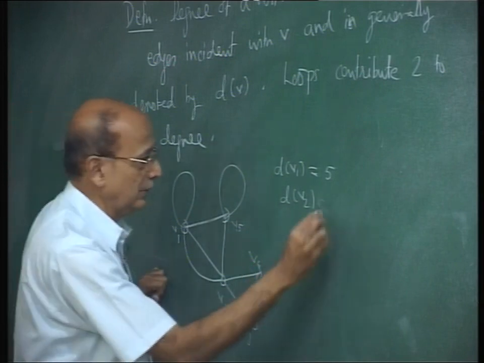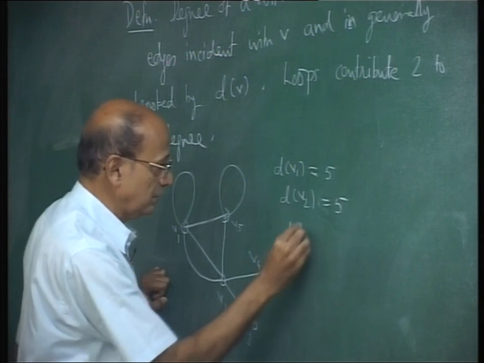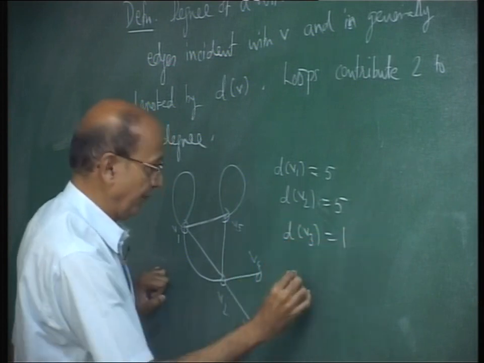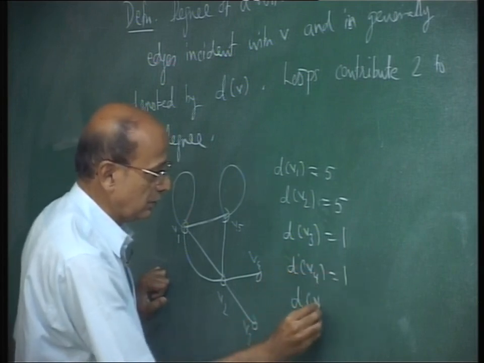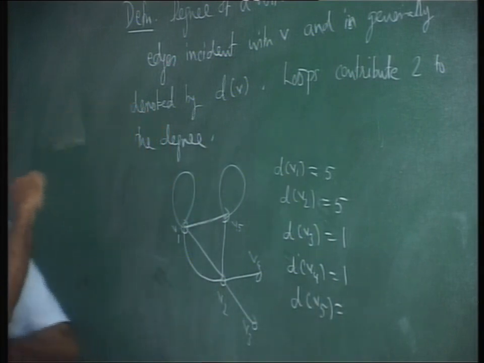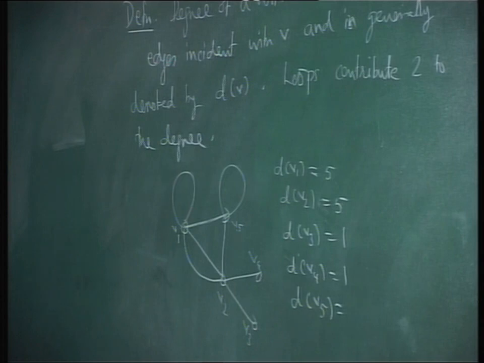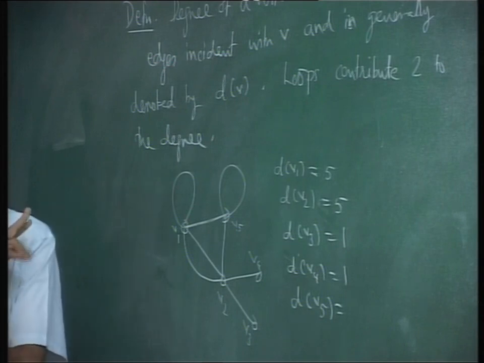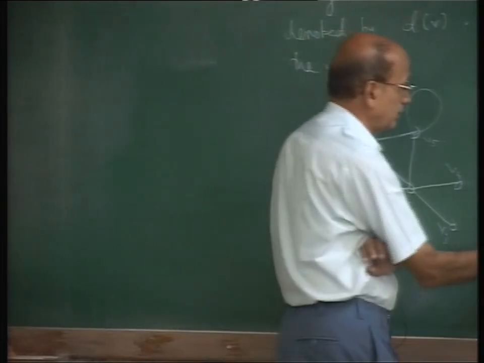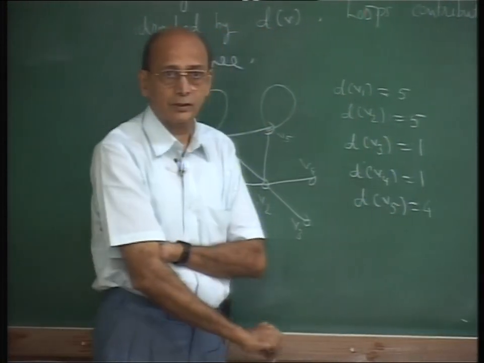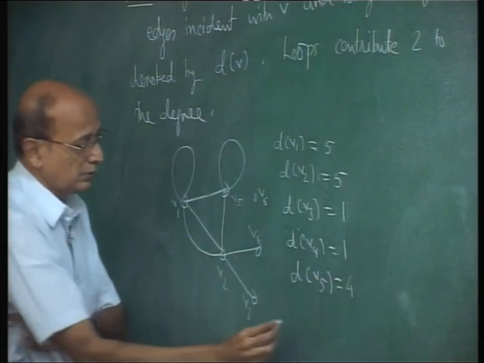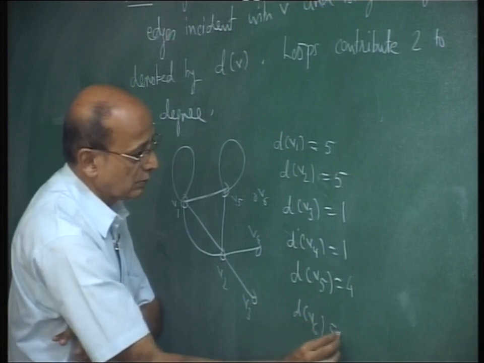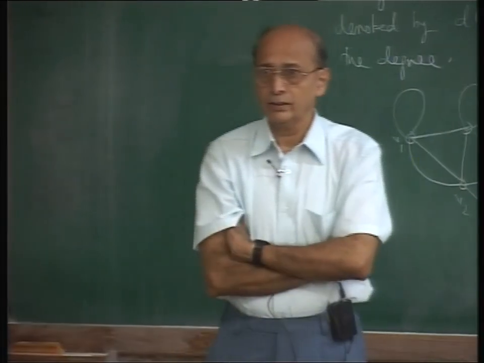One, two, three, four, five. V3, V4, also 1 and yes, what do we take as degree of V5? 4. Alright, if there is a further vertex here, okay.